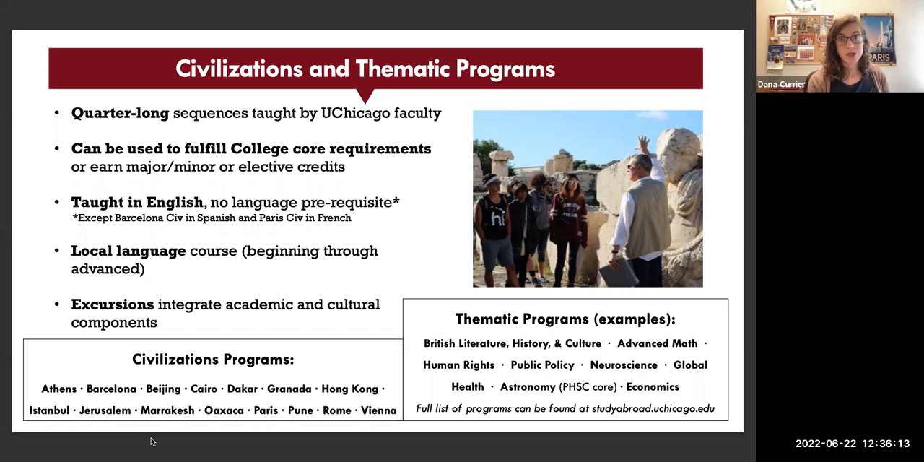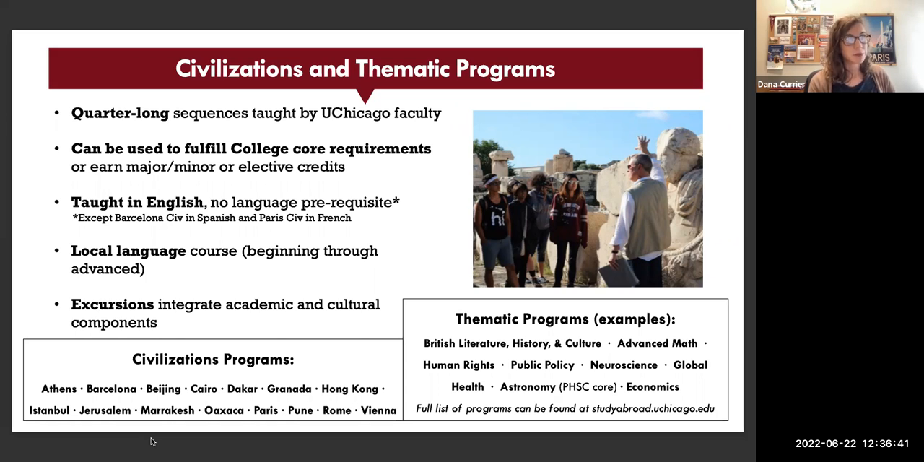Almost all of these programs are taught in English, so you don't have to have any background in the local language in order to participate. And many students are in that position. They may never have studied Greek, but they are going to study abroad in Athens, or maybe have never studied Spanish, but are going to study abroad in Oaxaca. So that's not a prerequisite for most of our programs.